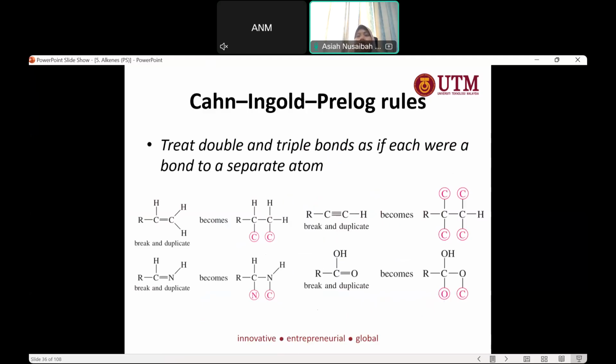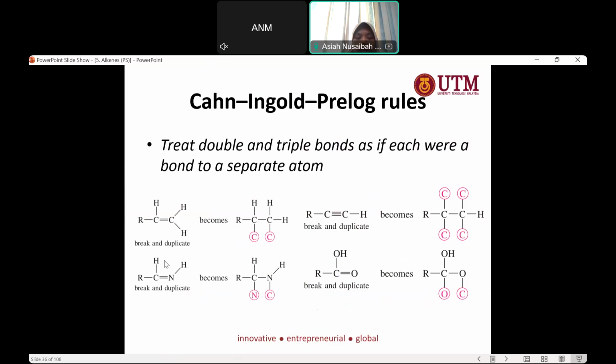Go back to the Cahn-Ingold-Prelog rules. We go back to these rules and then we combine the idea just now. Now how? Treat double and triple bonds as if each were a bond to a separate atom. What does that mean? Let's see 4 examples to understand what this sentence means. Treat double and triple bonds as if each were a bond to a separate atom.